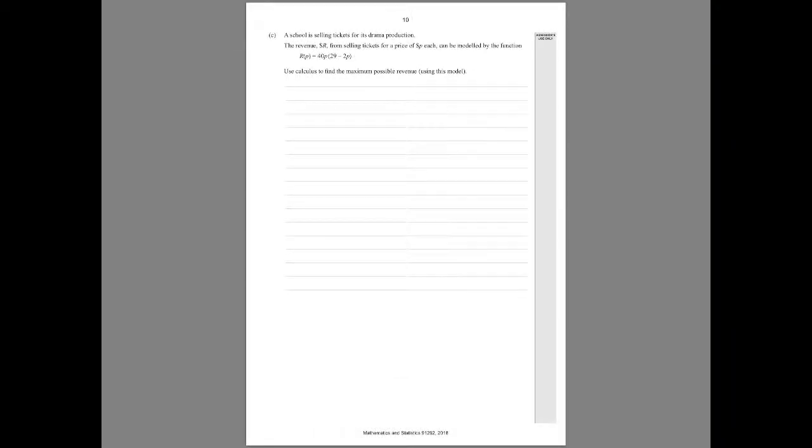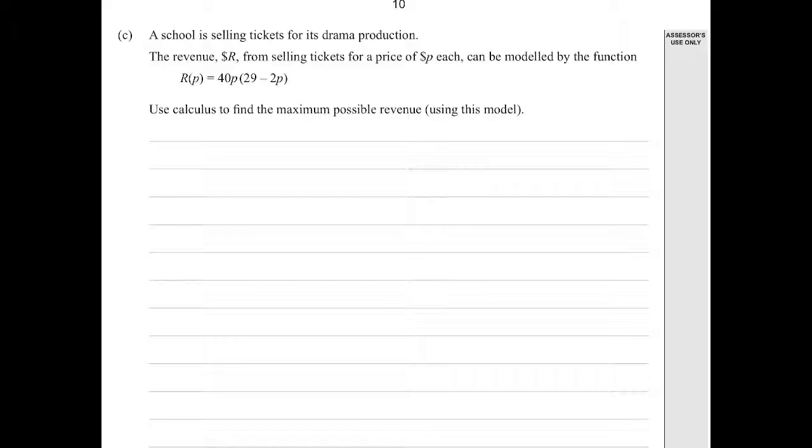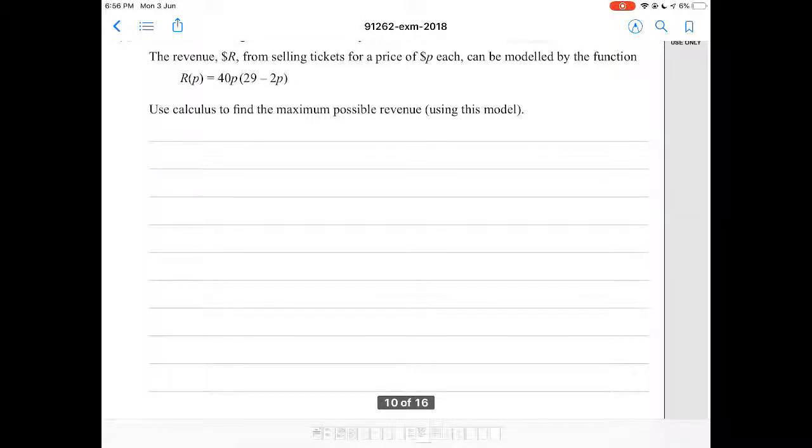Okay. A school is selling tickets for its drama production. The revenue $R from selling tickets for a price of $P each can be modelled by the function R of P equals to 40P multiplied by 29 minus 2P. Use calculus to find the maximum possible revenue, okay, using this model. So basically we're just going to find the gradient function, okay, and we're going to make the gradient equal to 0 because it's the maximum possible revenue, okay. So because at the turning point, at the maximum turning point, the gradient will be 0, and therefore we make the gradient function equal to 0, okay.